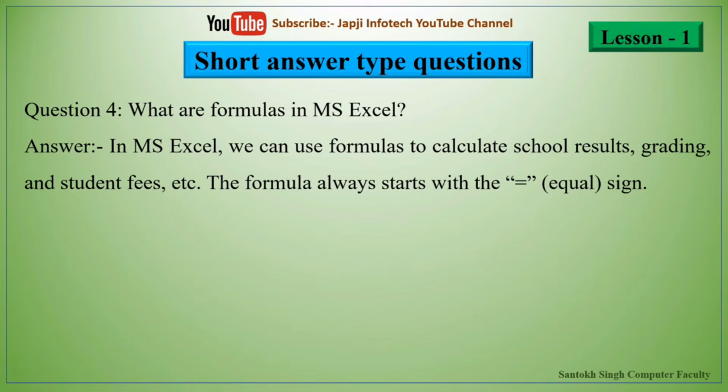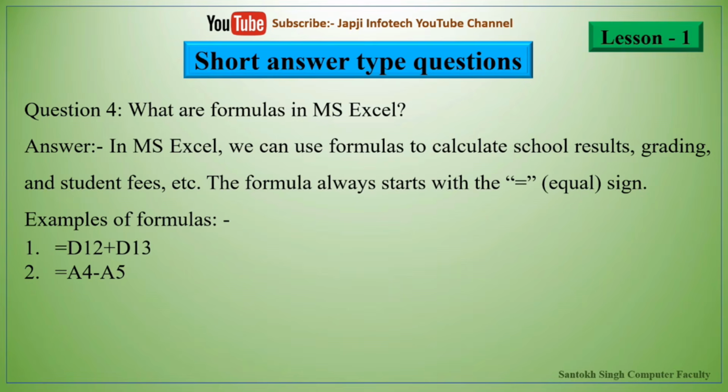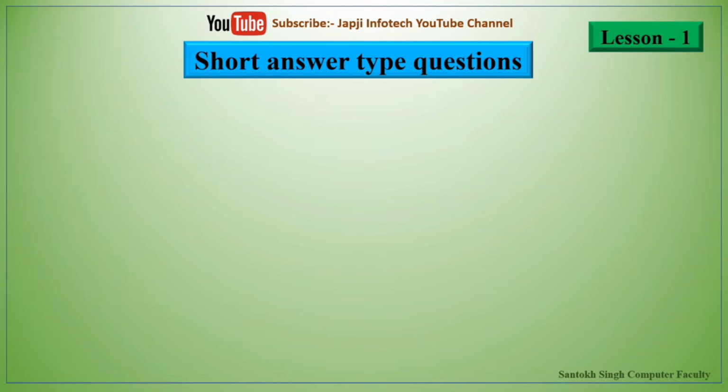The formula always starts with the equal sign. Examples of formulas are, first one is equal to D12 plus D13. In this, D12 is the cell address and D13 is also the cell address, which will sum the two numbers in these cells. The second one is equal to A4 minus A5, and equal to C5 plus D6 into E2.